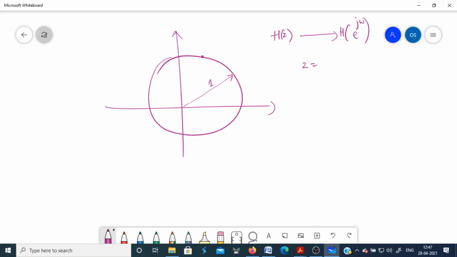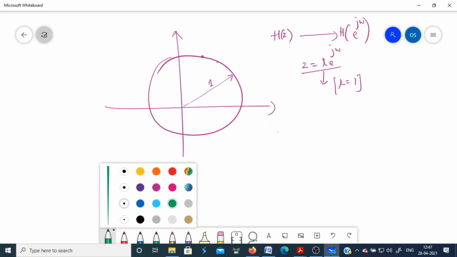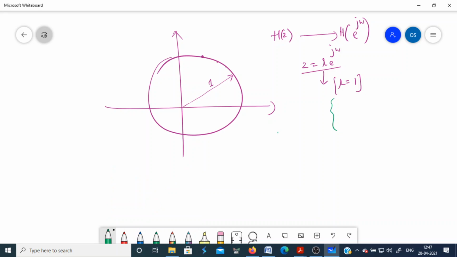In fact, z is basically a complex number r e raised to power j omega. If r is 1, then z becomes only e raised to power j omega, which becomes a Fourier transform. So on this circle you have different frequencies. Now, how are these frequencies located? Since we have digital frequencies, you can take either from minus pi to pi, or from 0 to 2 pi.